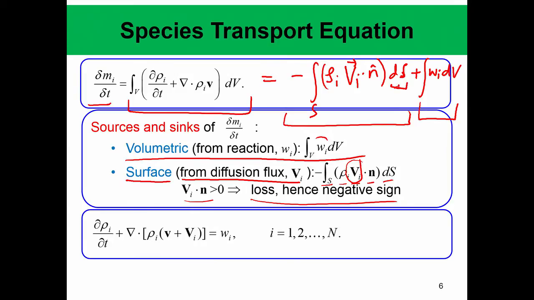And when you apply Gauss's divergence theorem and convert this to a volume integral, you can transport it to the left hand side, and as a result you can write the simplified equation, which is partial d rho I partial dt plus divergence of rho I times the bulk velocity, and this is the diffusion velocity.